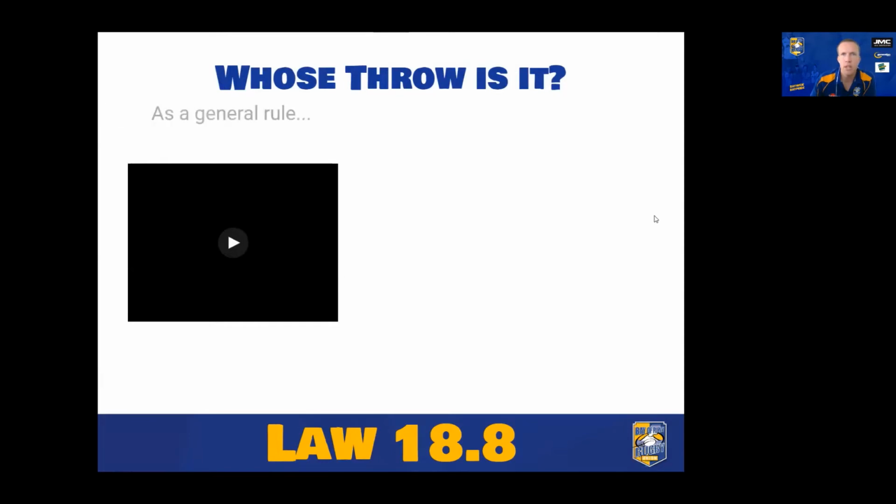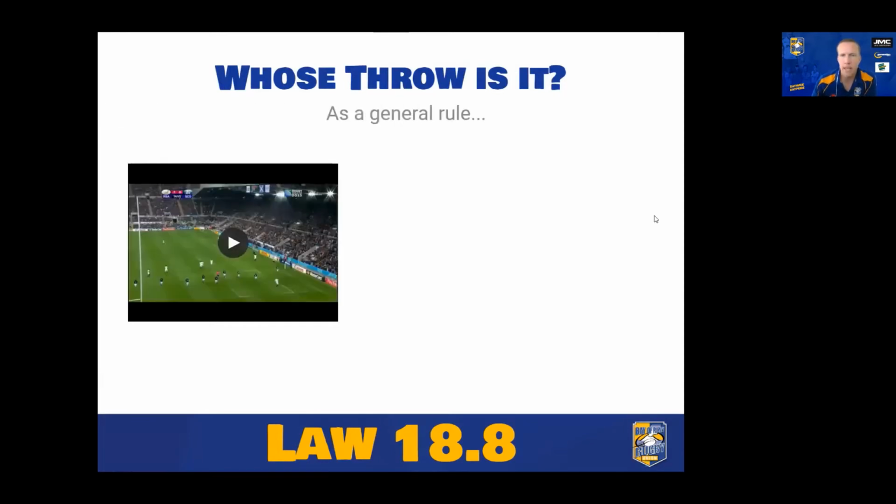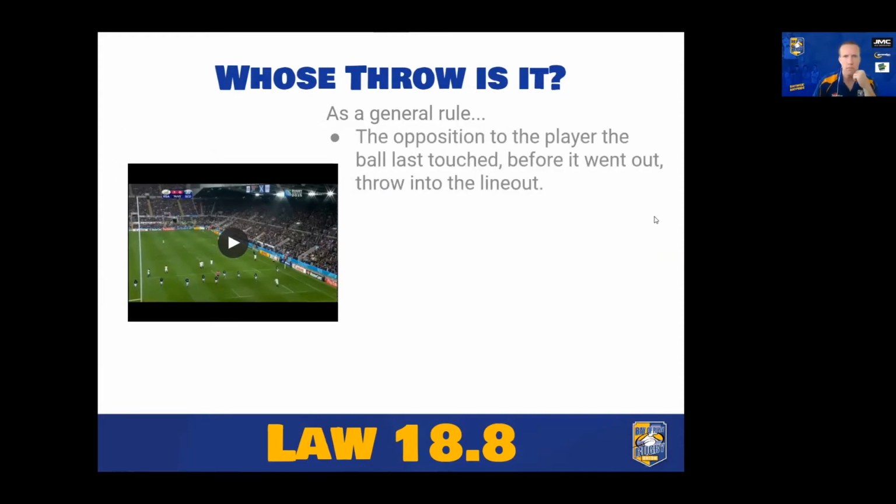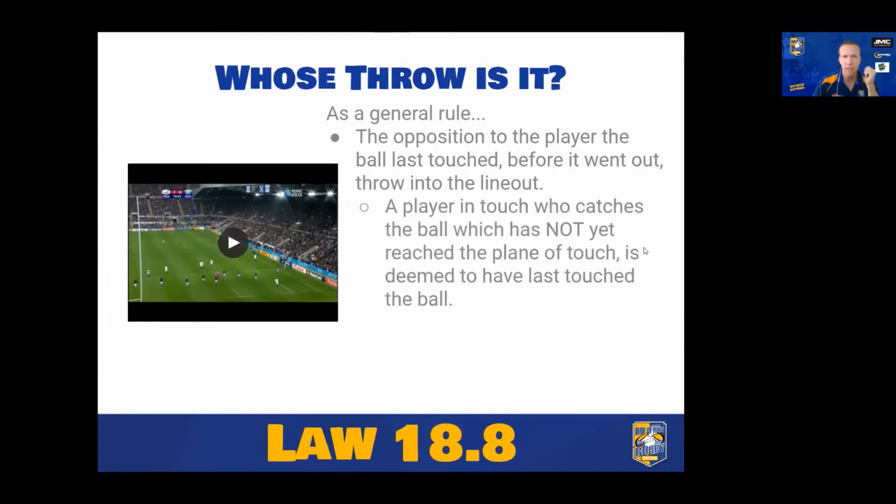So, who throws the ball in? If you look at the law book, it's a very large table which has a massive breakdown of all the different scenarios in which the ball goes into touch. I'm going to try and break it down into general rules and trends to help us understand. The general rule: the opposition to whoever last touched the ball throws into the lineout. That'll see you right most of the time.